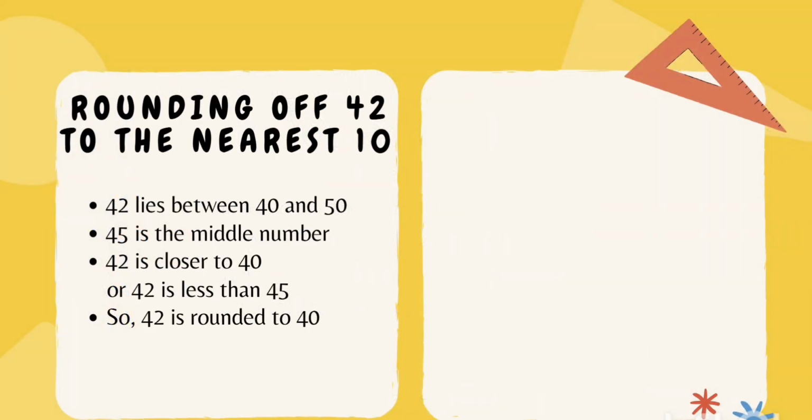Let's take an example. Rounding off 42 to the nearest 10. Step 1. We will check where 42 lies on the number line of 10 numbers. Here 42 lies between 40 and 50. Step 2. We will find out the middle number. Here 45 is the middle number.